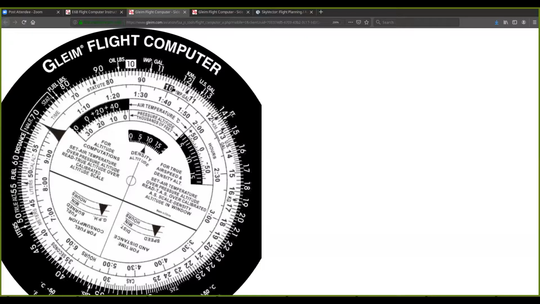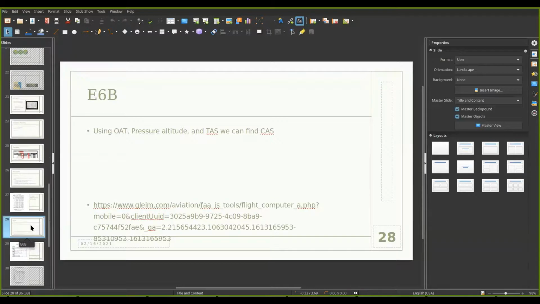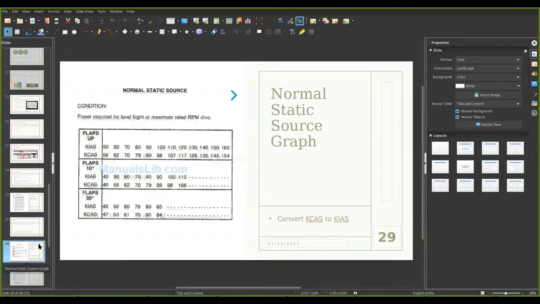I know everyone's favorite thing to do is doing the darn nav log. That's okay. If I click this, are you seeing it? No? Okay. Go back to this. Okay. Did that. Okay.